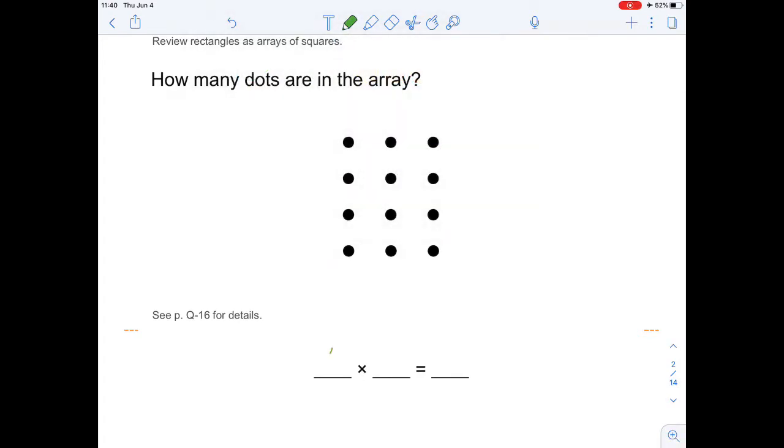So this is a real basic review of an array. We have 4 rows, 3 in each row. There are 12 dots altogether.